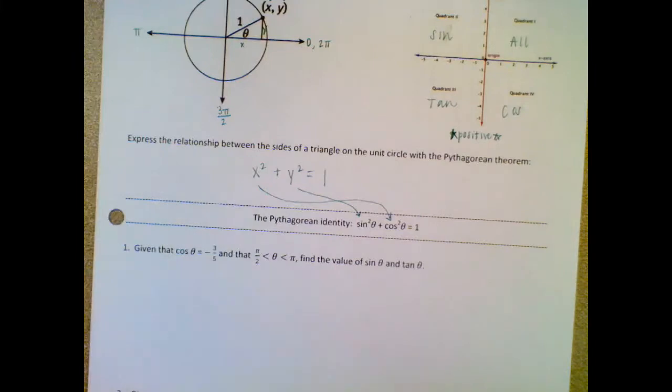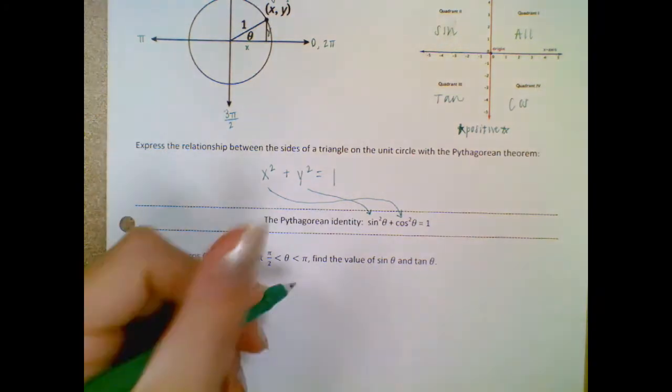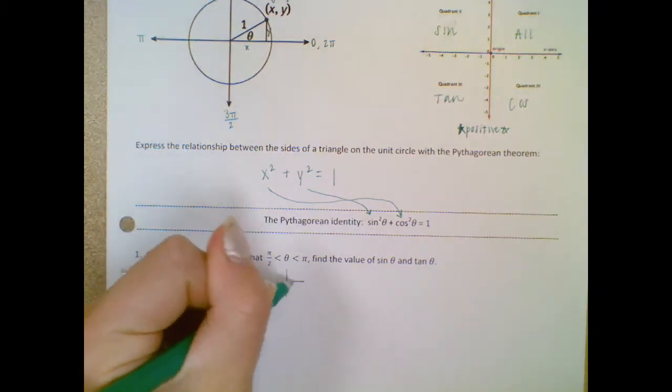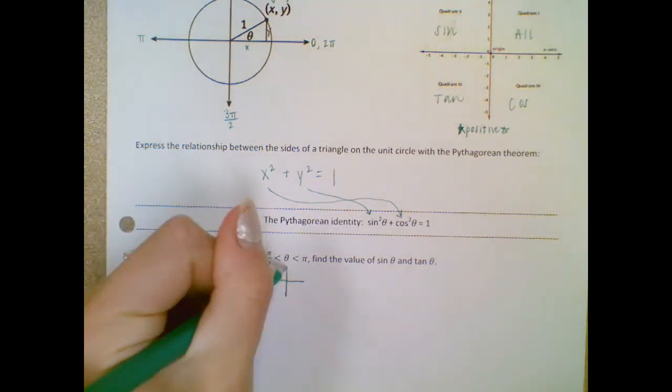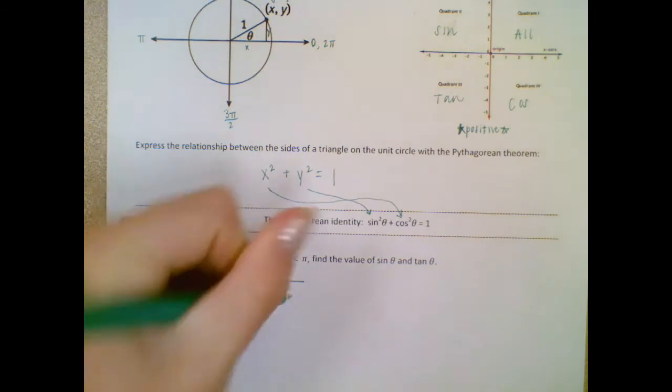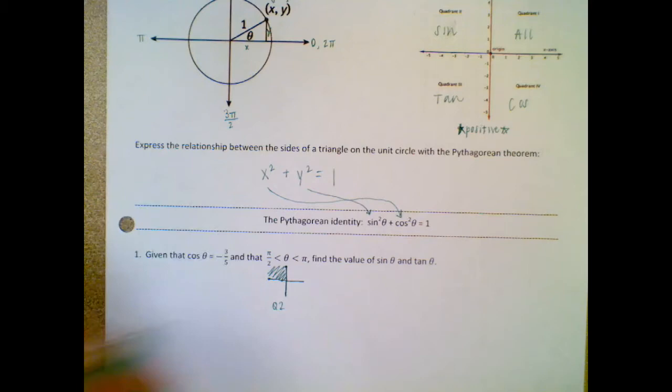All right, number 1 says, given that cosine is -3/5 and that theta is in between pi over 2 and pi, find the value of sine and tangent of theta. Okay, so first of all, we need to find out what quadrant our answers need to be in, right? So pi over 2 is here and pi is here. So we are in this quadrant, quadrant 2.